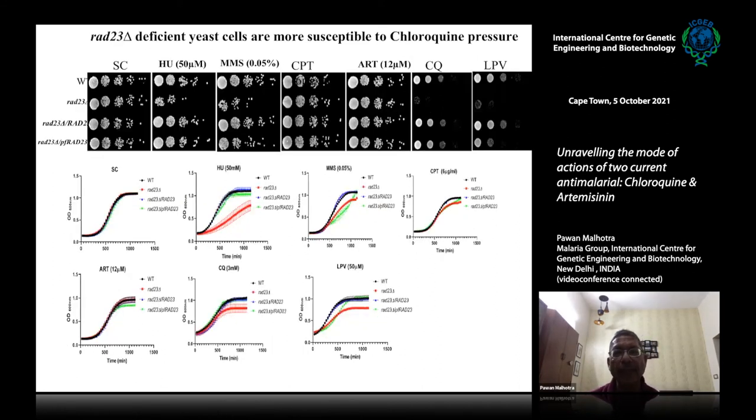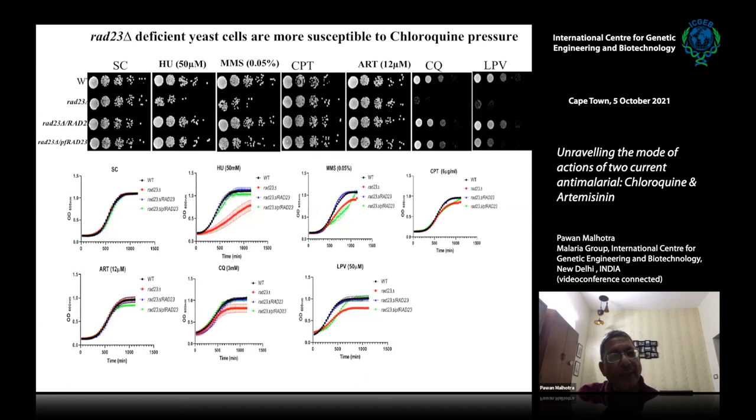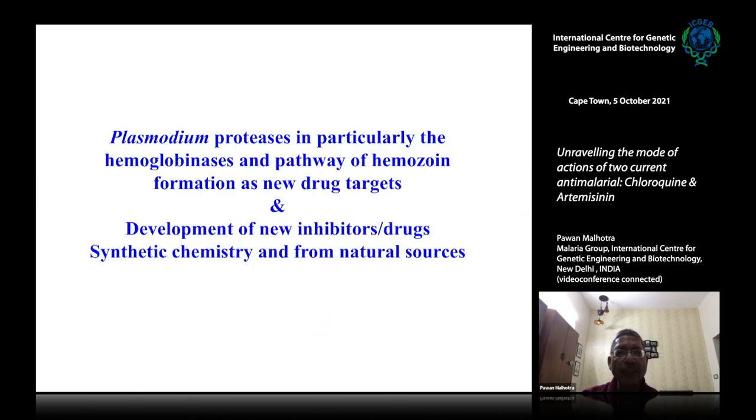But we were surprised to see that when we knocked down RAD23, the other shuttle protein, as well as DSK, you will find that the chloroquine sensitivity increased and LPV sensitivity increased, but there was not much effect on the artemisinin sensitivity. This clearly indicates that chloroquine is acting on the other two shuttle proteins, while artemisinin is acting on PFDD1, which has a dual function in the proteasome system. One is that it is a DNA damage repair protein, another is a proteasome shuttle protein. Based on this, I will bring that summary out, we now think that this ubiquitin proteasome system is also the target of chloroquine as well as artemisinin. Along with that, the food vacuole machinery is also a target of these two drugs.